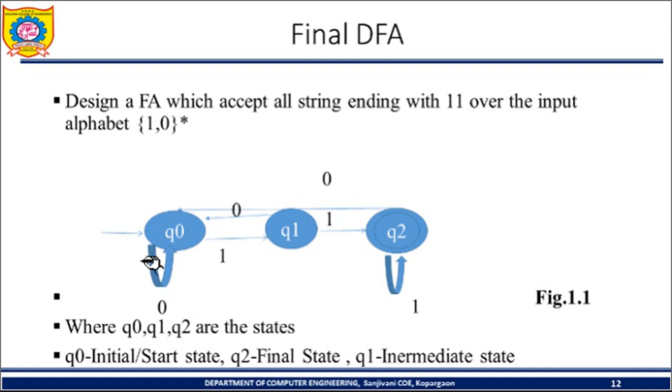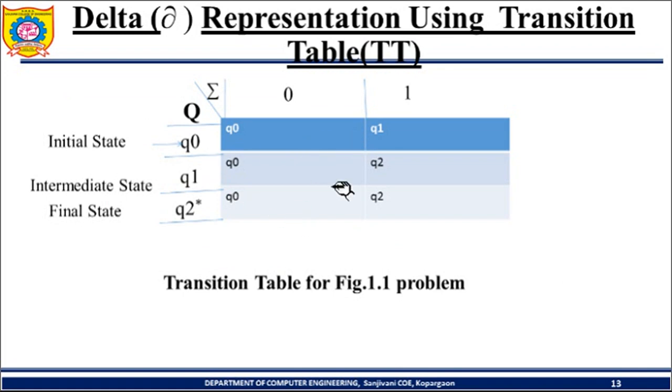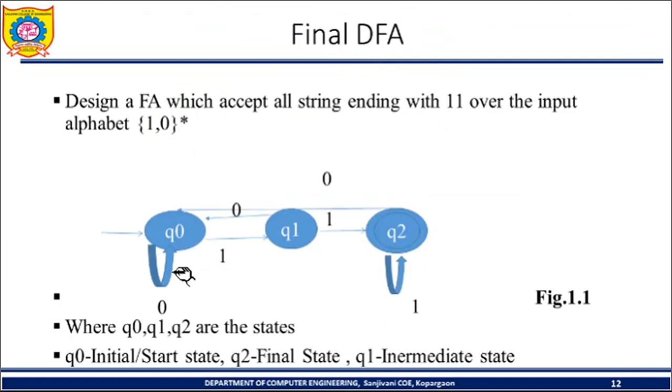So here Q0, Q1, Q2 are the states, 0 and 1 are the input alphabet, Q0 is the initial state and Q2 is the final state. So you need to show it by using a double circle in a transition diagram. So this one is the transition table for the diagram which we have drawn.